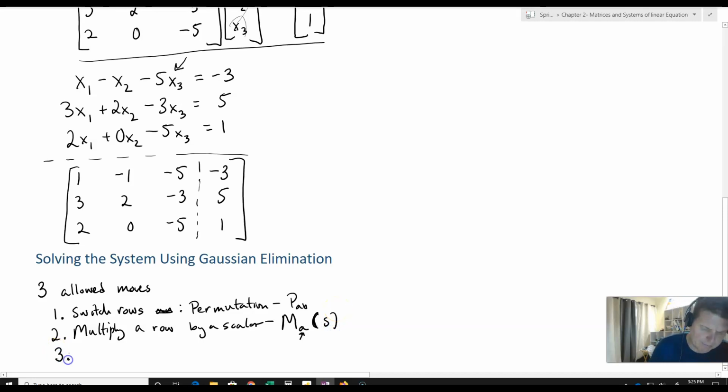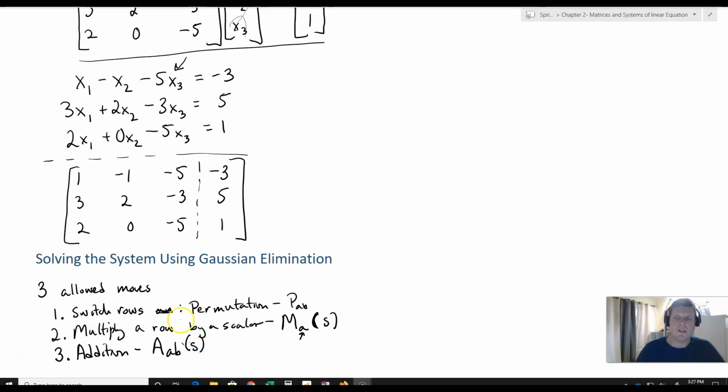Then, three, we're going to have addition. It's actually addition with scalar multiplication. And so what that's going to look like is we can add A to B, and we will multiply the first one by some scalar, so let's call that scalar S. So we'll define this notation a little bit better in just a couple of minutes.